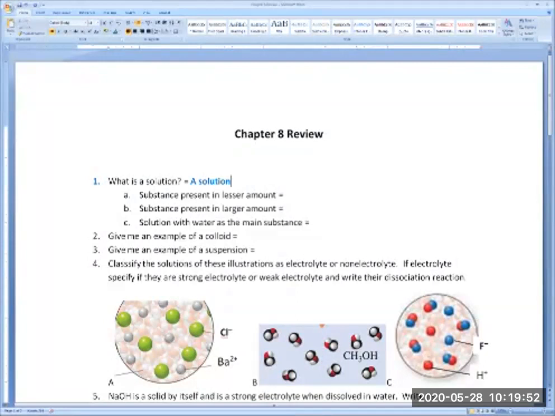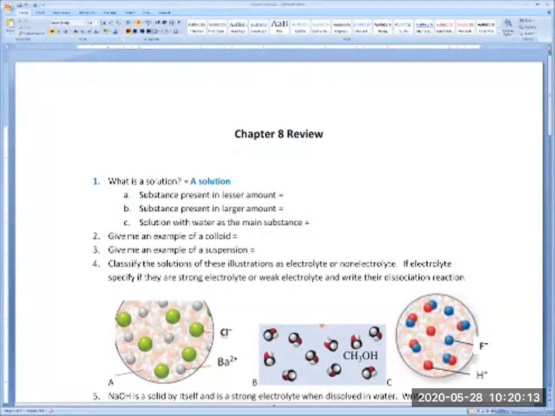So we'll go over chapter 8. We'll start the review on chapter 8, and chapter 8 starts with a reminder of what homogeneous and heterogeneous mixtures are, and then it continues with the definition of a solution.